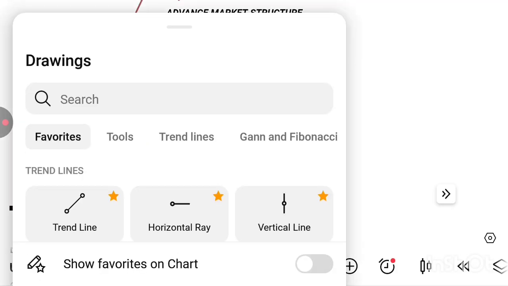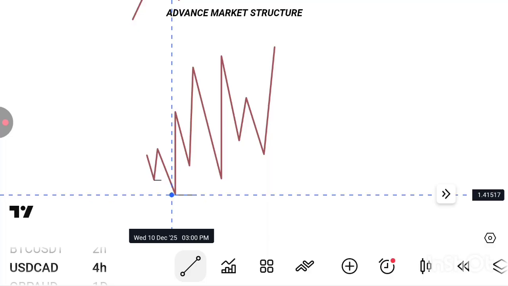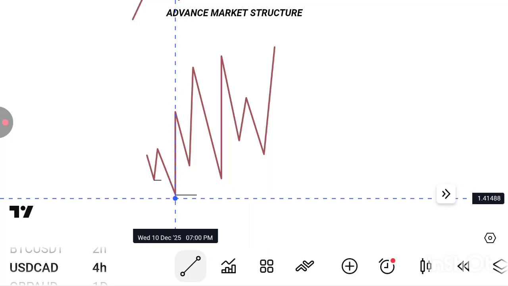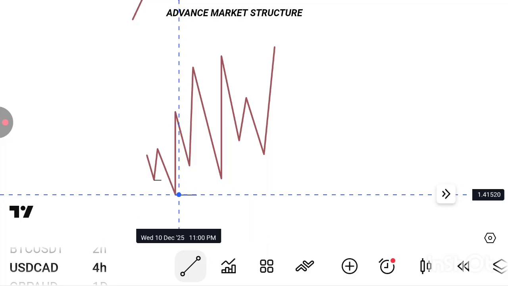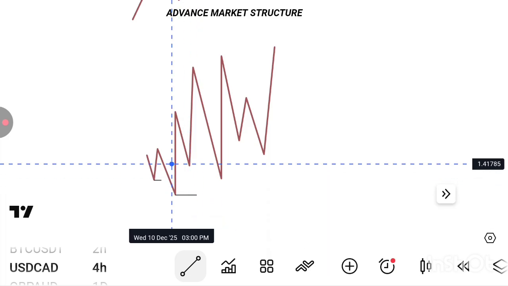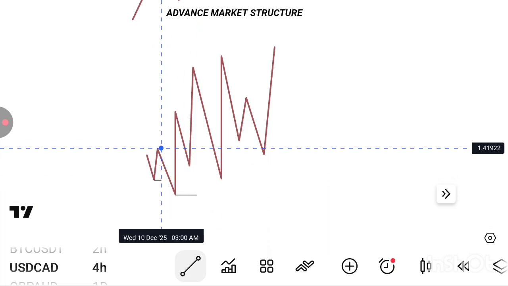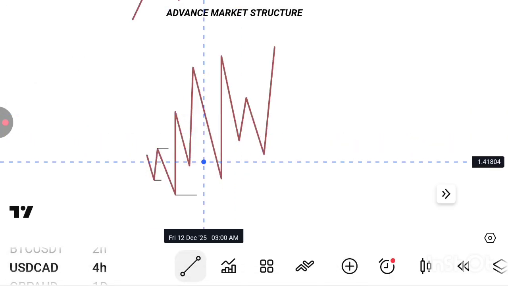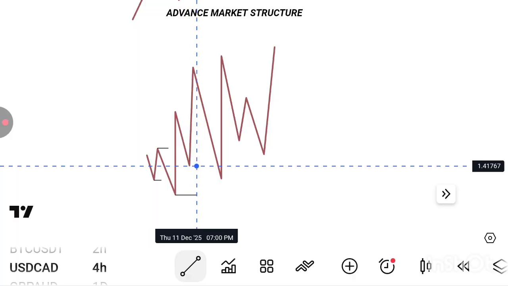So it forms that particular level, known as a strong level, because we actually don't expect price to come and take this particular low. This low is acting as a strong level. Then price breaks structure from this level, then forms an internal liquidity. This is known as the B point, right?